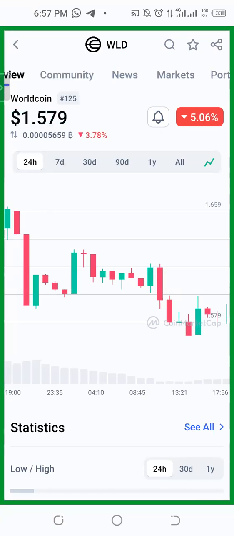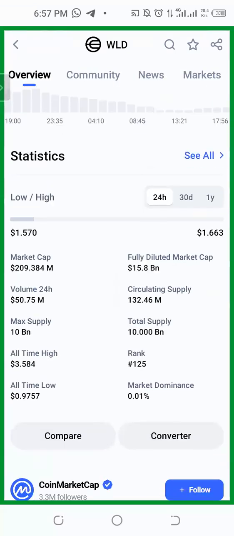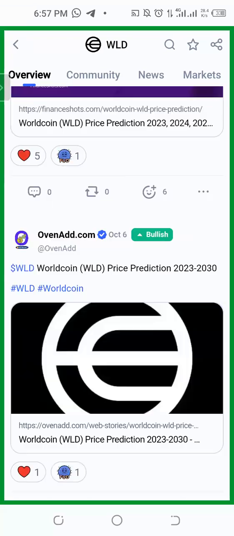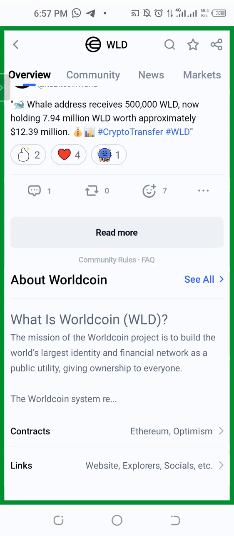So before you enter any coin, make sure you understand that coin very well. If I scroll down, it will tell me what the coin is all about. You can see, the mission of the World Coin project is to build the world's largest identity and financial network as a public utility, giving ownership to everyone.